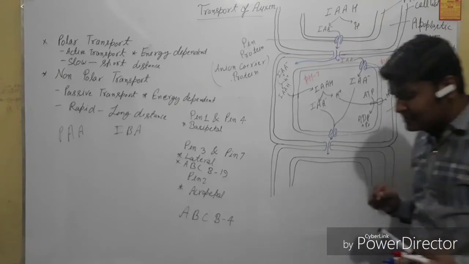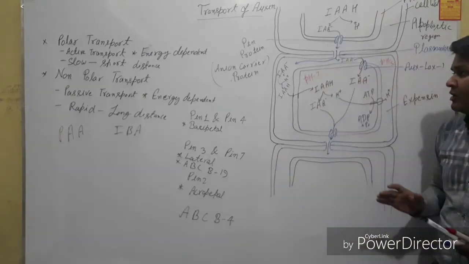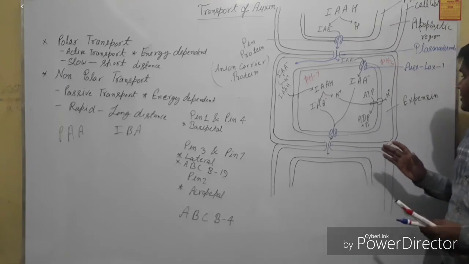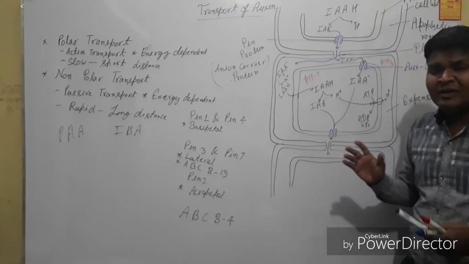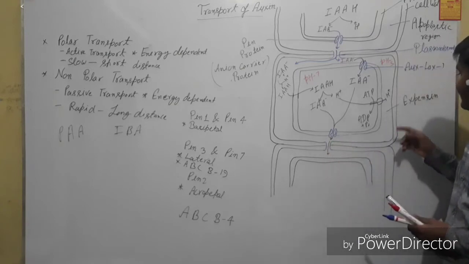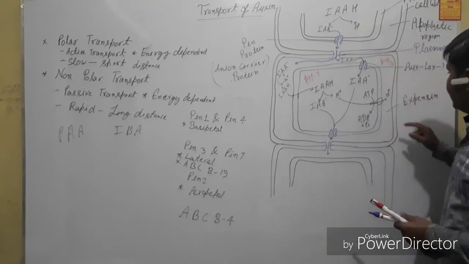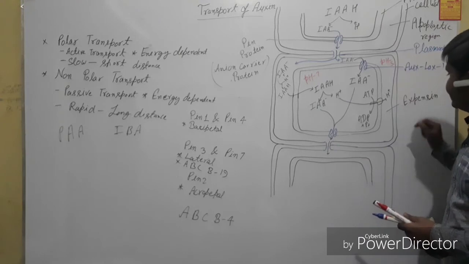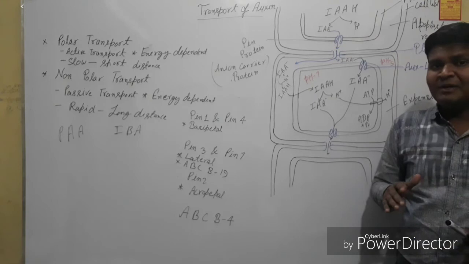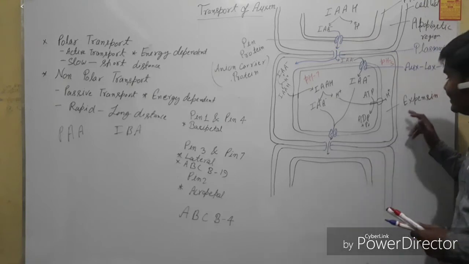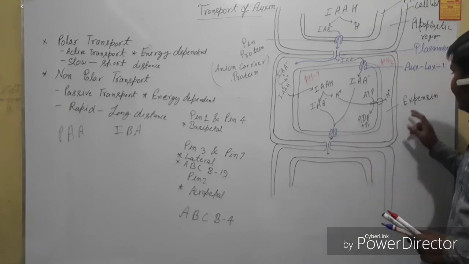This expansin actually does not break the covalent bonds of microfibrils. What is microfibril? Microfibril is present in the cell wall region. It loosens the cell wall. That is why expansion takes place. But it does not break the covalent bonds of the cell wall.